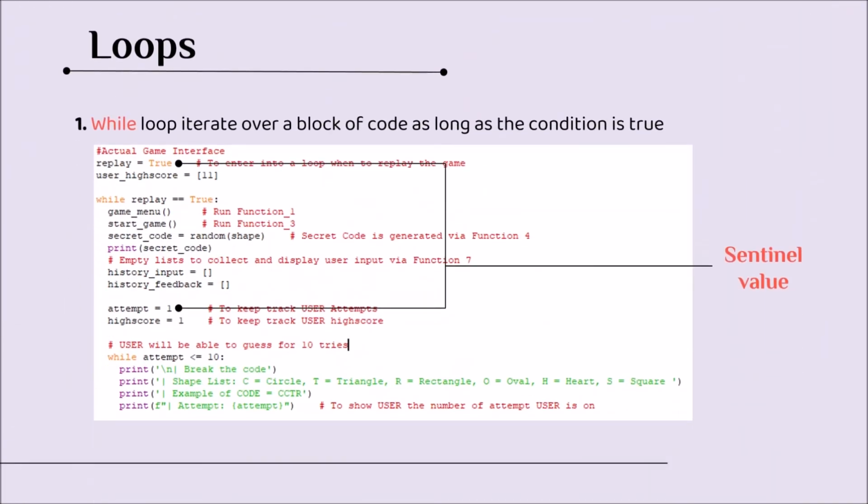Next, I have used 2 types of loops in my code. Firstly, it's the while loop. It is used to iterate over a block of code for as long as the condition is true. The example is while replay equals true and while attempt less than or equal to 10, where both the replay and attempt variables are the sentinel values to control the loop.